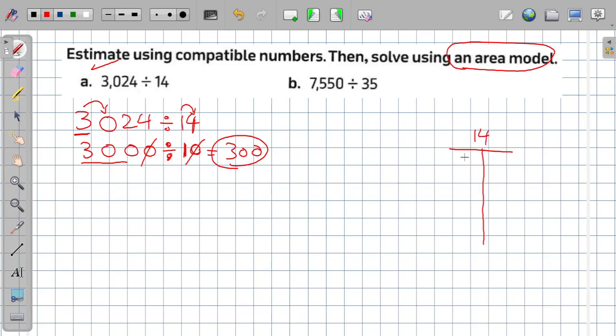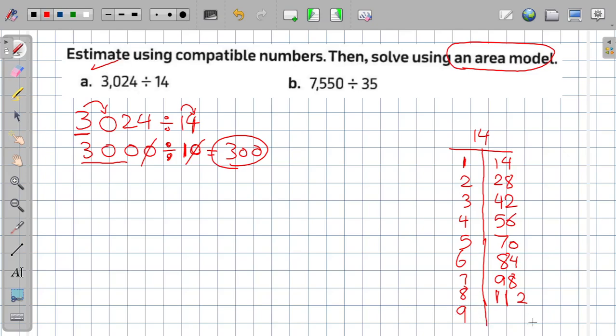I have here 14 and I want to multiply by 1, by 2, by 3, by 4, by 5, by 6, by 7, by 8. Okay, so 1 by 14 is 14, 2 by 14 is 28, 3 by 14 is 42, 4 by 14 is 56, 5 by 14 is 70, 6 by 14 is 84, 7 by 14 is 98, and 8 by 14 is 112.